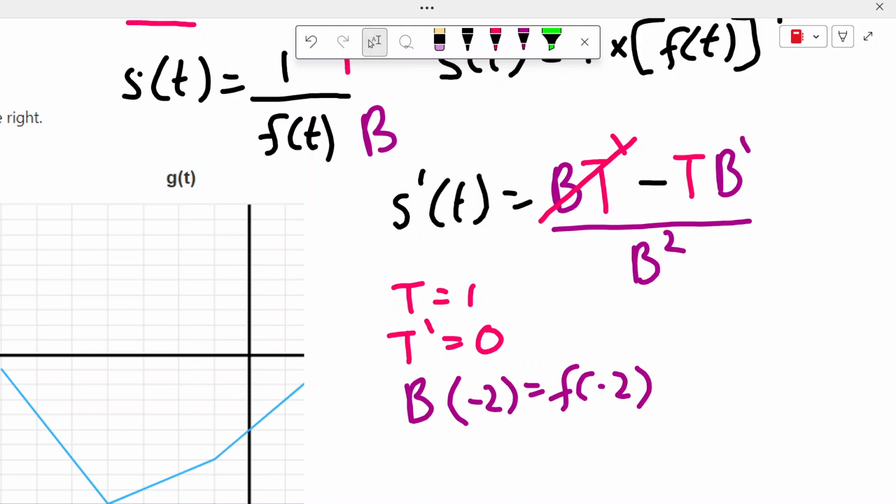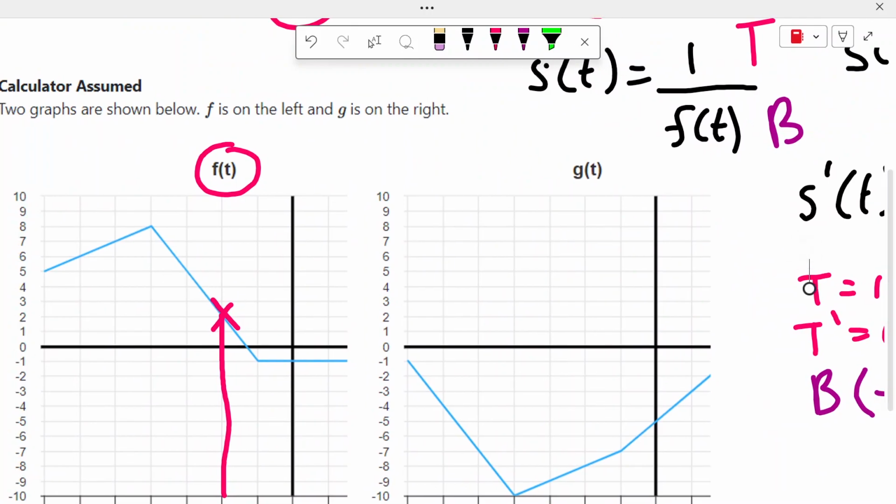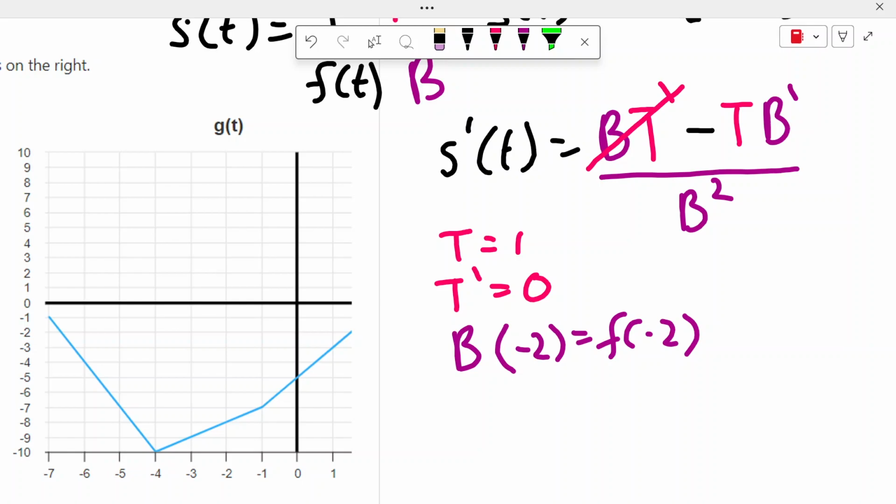So let's have a look at the graph. So f is the left-handed one, and at minus 2, that is equal to positive 2. So if we go across, we can say definitely that is equal to positive 2. But now we need to find that differentiated.